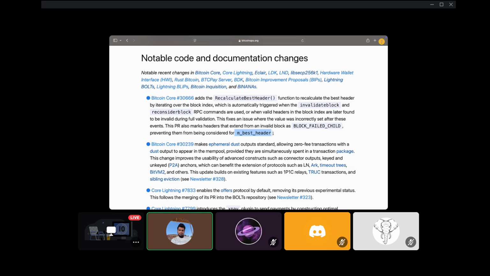And this PR also marks headers that extend from an invalid block as failed. Meaning, if there are headers that are appended further to a header whose block has been invalidated, then even those subsequent headers that have built on top of the header which has an invalid block will not be considered as valid headers. They'll be considered as block failed child.